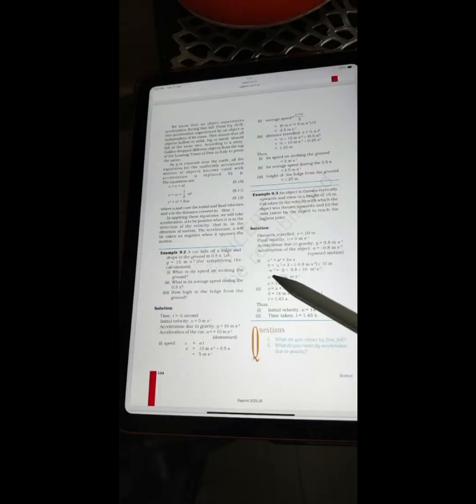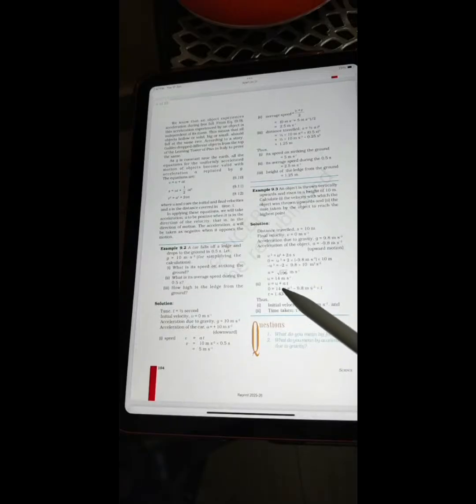So to calculate the initial velocity, we will be using the formula v square is equal to u square plus 2as. After putting the values, you will get u is equal to 14 meter per second. v is equal to u plus at. Initial velocity we have already calculated here, final we have calculated here. So by this you can calculate t is equal to 1.43 second. Thus initial velocity is 14 meter per second and time taken is 1.43 second.